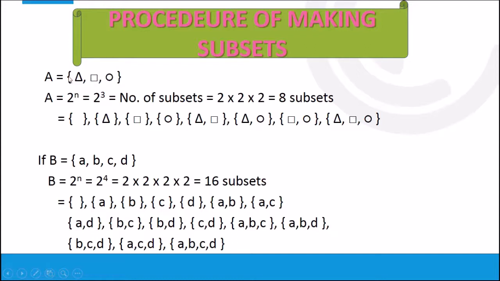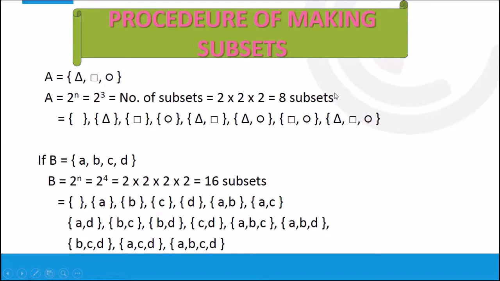First you have to find out how many subsets you have to make. For this, first write the name of the set, then write 2^n and count how many elements are there in the set. There are 3 elements, so I have written 3 on the top. Now, how many subsets do you have to make? 2 multiplied by 2 multiplied by 2, 8 subsets.